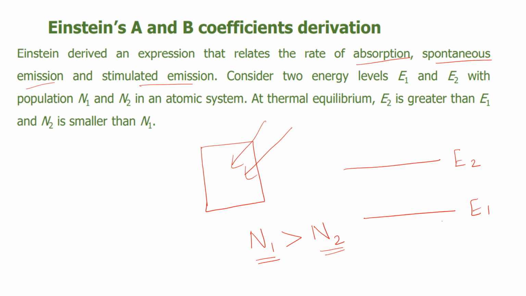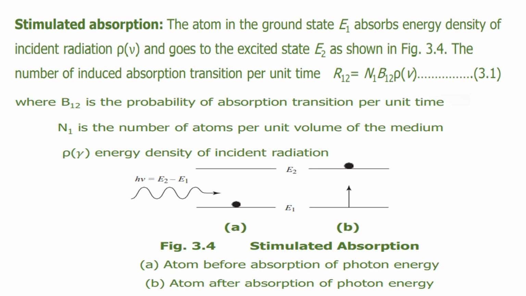Now we are going to explain the three quantum processes one by one. What is absorption or stimulated absorption? When an atom at the E1 energy state, the lower energy state, is raised to the higher energy state with the help of an external triggering photon of energy h nu, this process is called stimulated absorption.